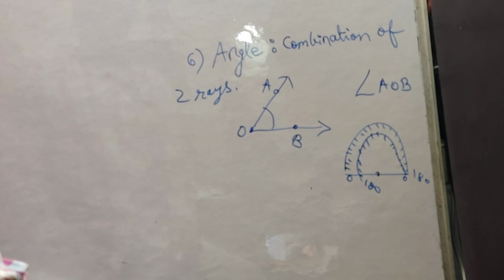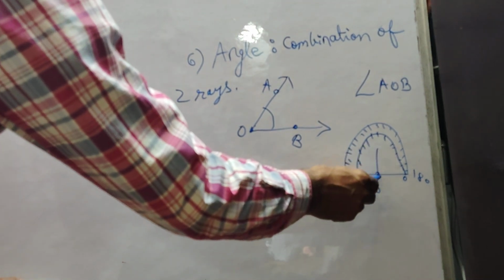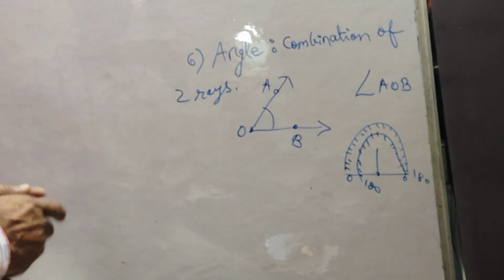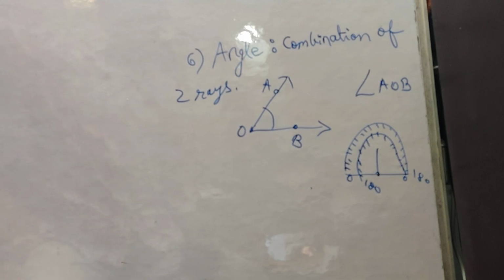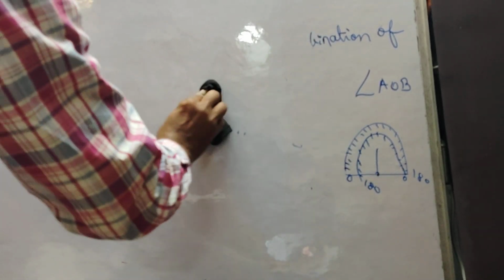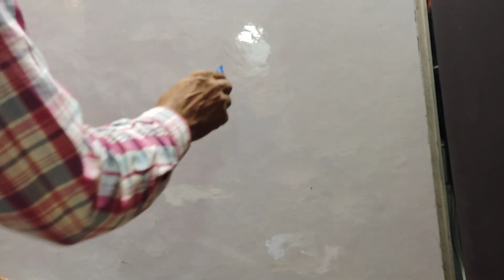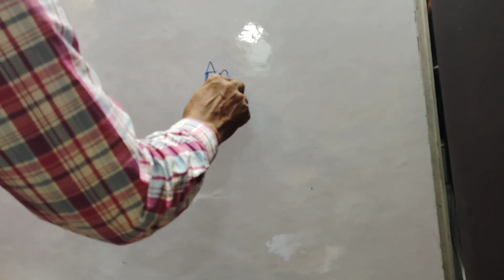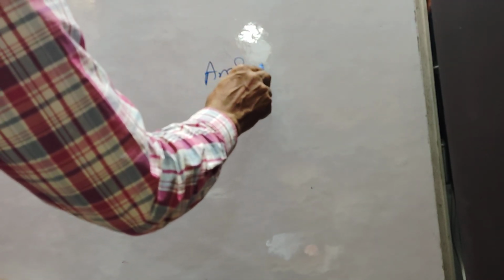This type of device is called a protractor. Angle is measured by a protractor. The angle's unit is degree. After angle, next is the types of angles. How many types of angles are there?